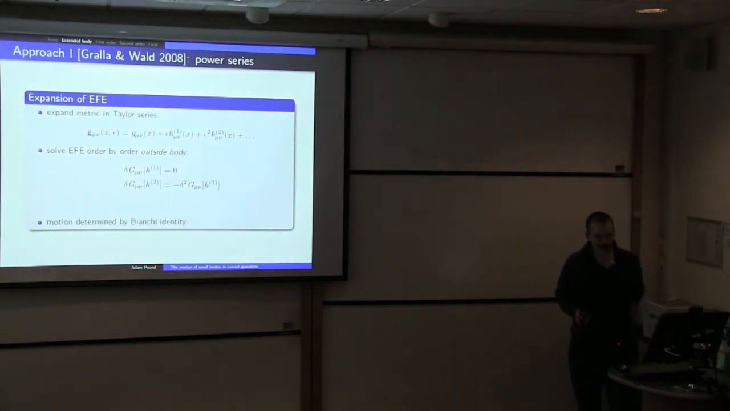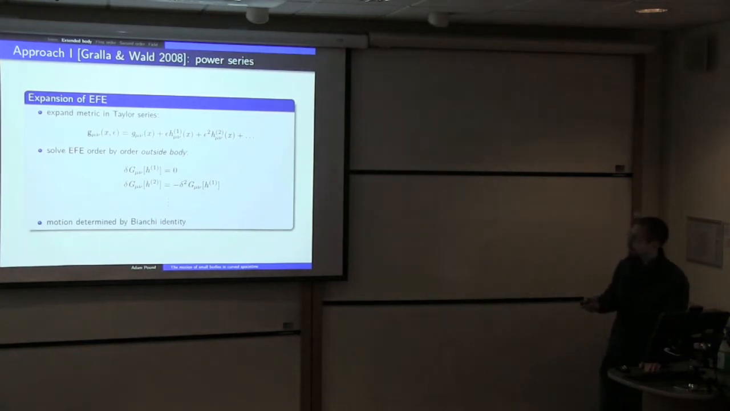So we'll talk about 2 approaches to perturbation theory for these systems. First, the first approach I'll call the Gralla-Wald approach. So let's look outside of the object, so we're out in the vacuum. And I'll just expand the exact metric as a power series in epsilon. So each of the coefficients here depends on coordinates, it does not depend on epsilon.